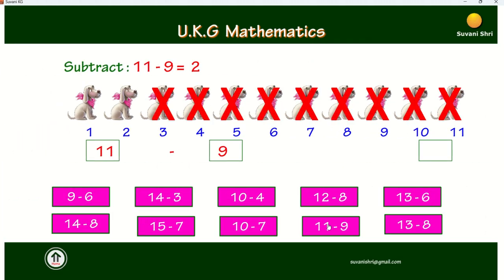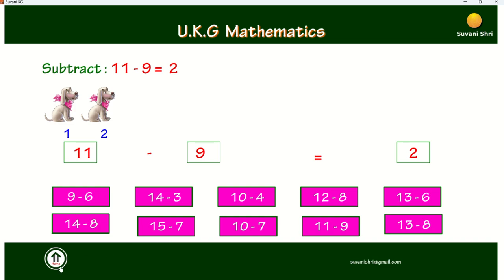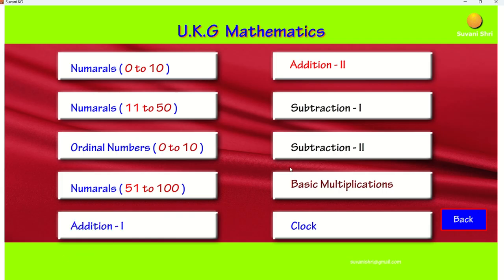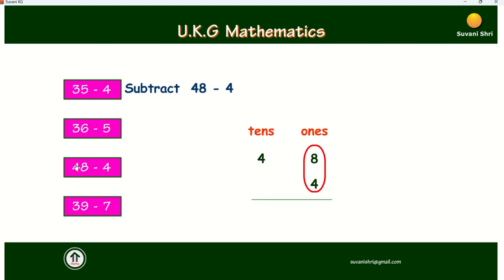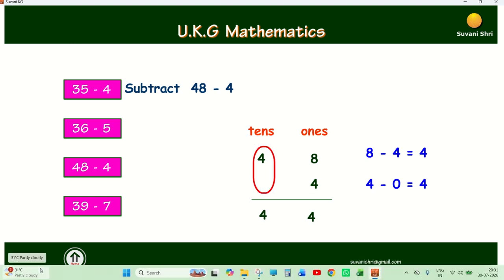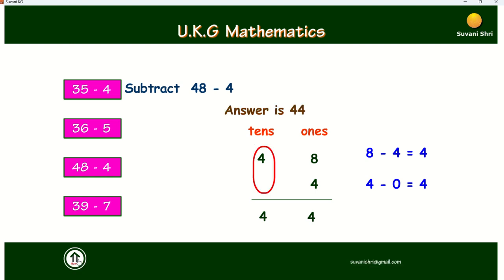Minus 9 is equal to 2. 48 minus 4. Subtract ones. 8 ones minus 4 ones is equal to 4 ones. 8 minus 4 is equal to 4. Write 4 in ones column. Step 2. Subtract the tens. 4 tens minus 0 tens is equal to 4 tens. Write 4 in tens column. The answer is 44.